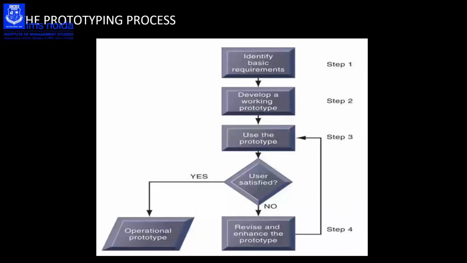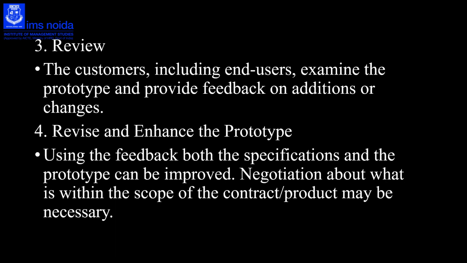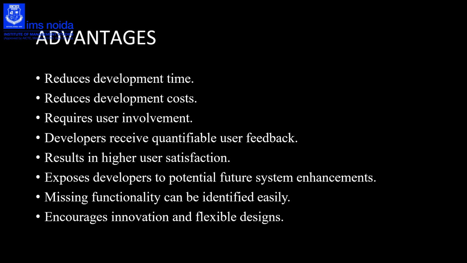This is the prototype process. I have already discussed it in the prototype model. First is identify basic requirements, develop the prototype, and choose the prototype. If the user is satisfied, then we will make the operational prototype. Otherwise, we will revise the requirements and enhance the prototype. Identify basic requirements, determining basic requirements in input and output. Develop the initial prototype, then review, then revise and enhance the prototype.